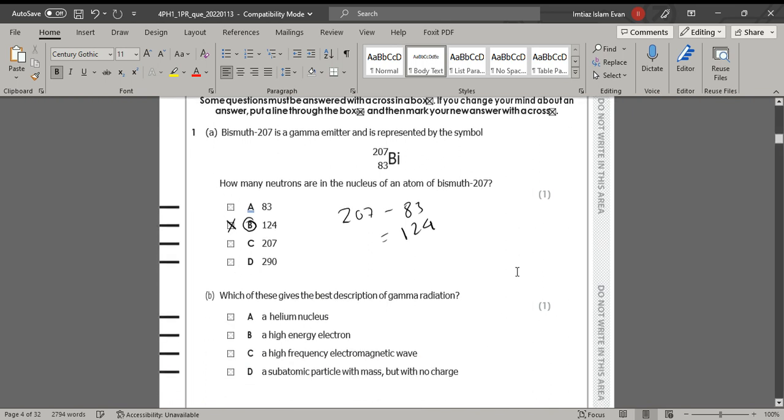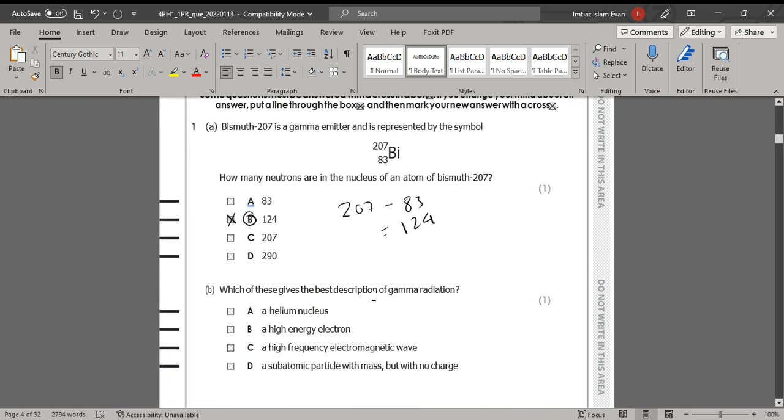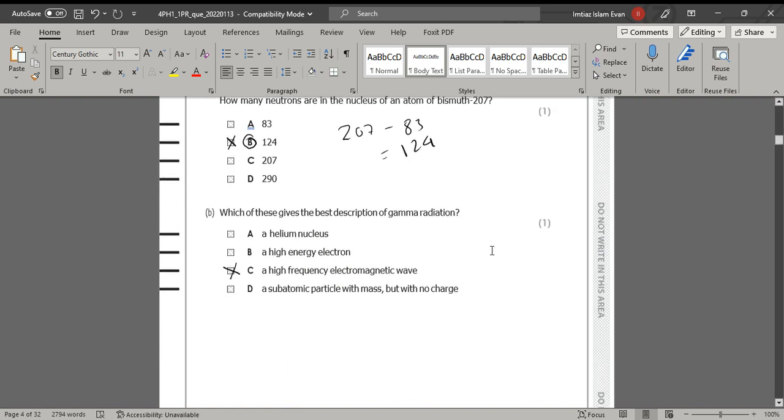Okay. The next question says, which of these gives the best description of gamma radiation? A, a helium nucleus? No, because a helium nucleus is basically an alpha particle. B, a high energy electron? No. Number C, a high frequency electromagnetic wave? Yeah, this is a high frequency electromagnetic wave. From the electromagnetic spectrum, we know that gamma radiation or gamma ray is basically an electromagnetic radiation. So the answer should be C here.